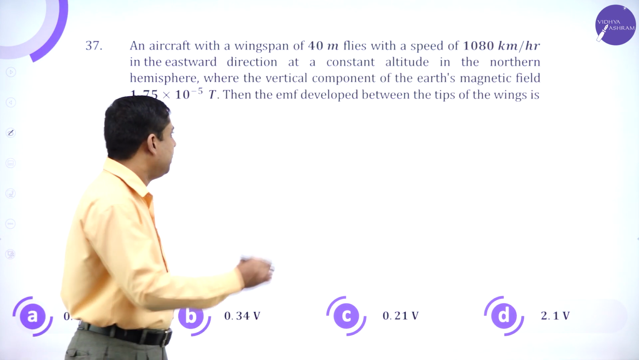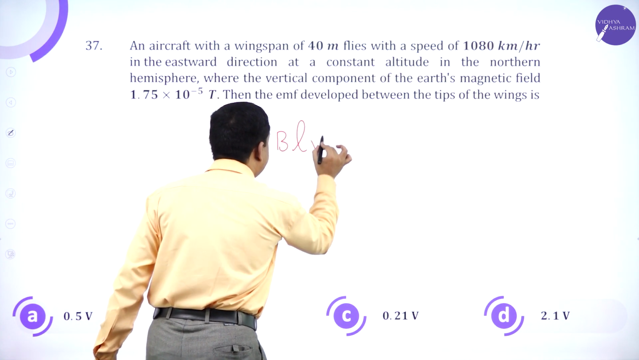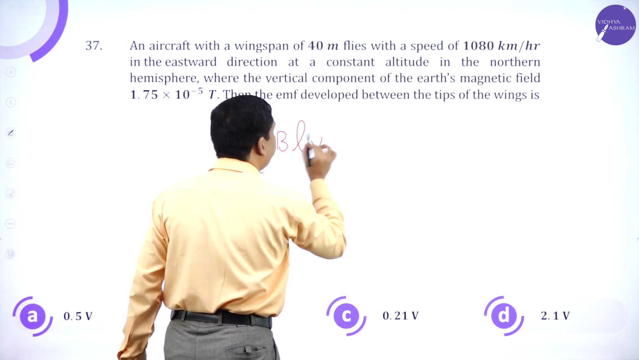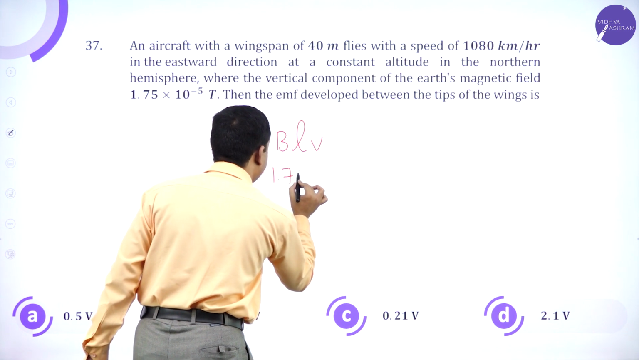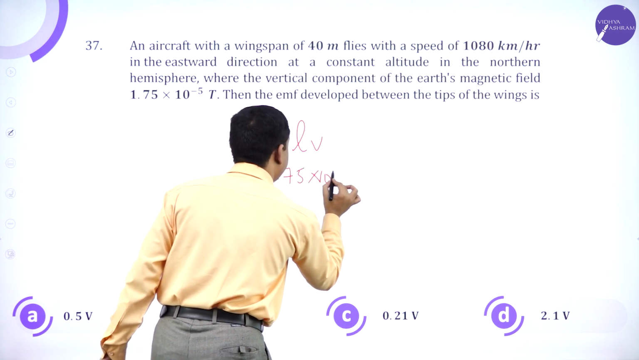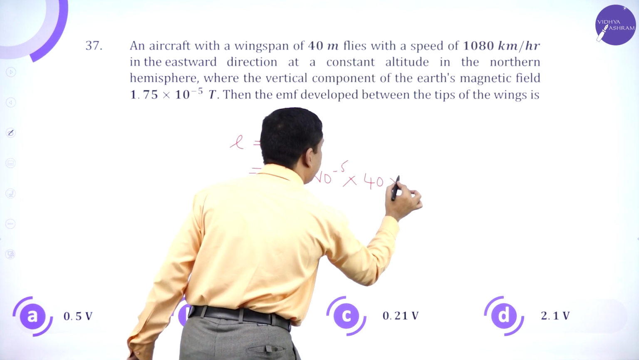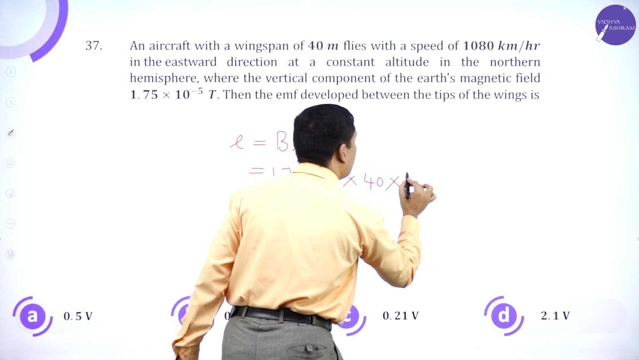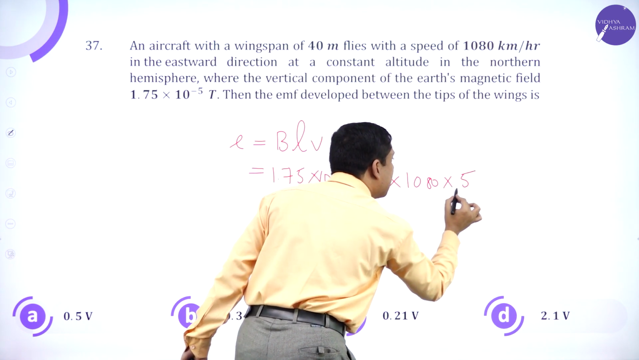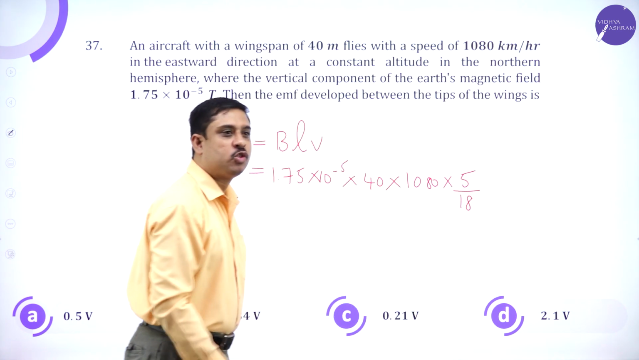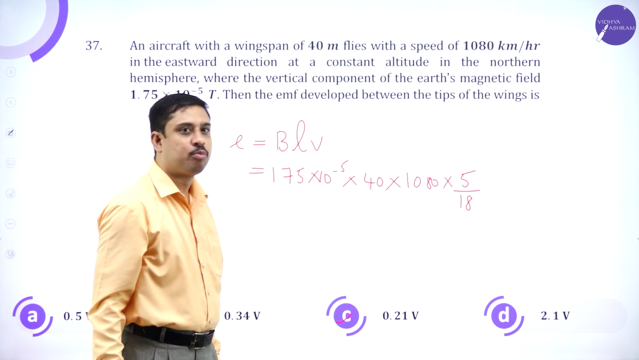Again, this is motional EMF. E is B, L, V. Magnetic field strength is given to be 1.75 into 10 power minus 5. Length of the wings 40 meter. Velocity 1080 kilometers per hour. Meter per second conversion has to be done, so into 5 by 18. So you get C as the option.